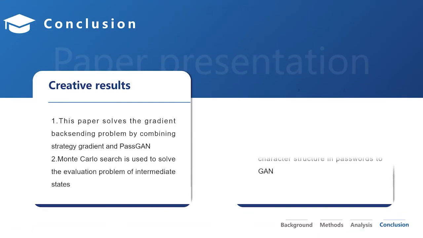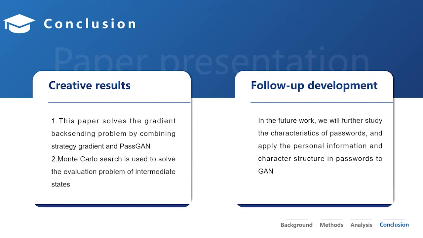Finally, I will make a summary of the whole paper. This paper effectively improves the realization of GAN in password guessing task by combining policy gradient and PassGAN. For a long time in the future, password will still be one of the most important ways of identity authentication. So the study on password guessing has far-reaching significance for password security. In the future work, we will further study the characteristics of password and apply the personal information and the character structure in the password to GAN, so as to improve the performance of the password guessing model.